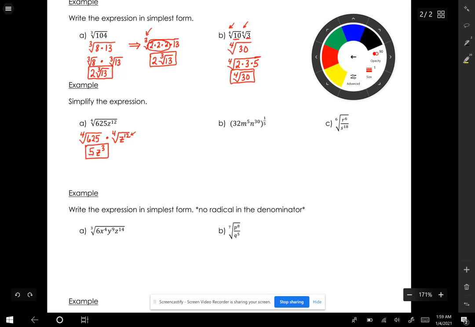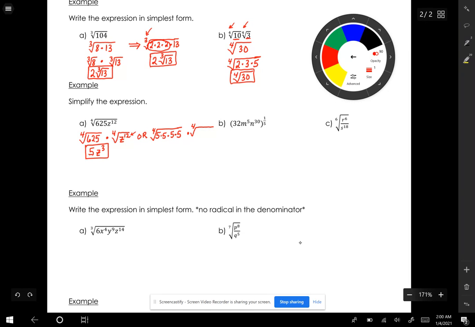Now, if you'd rather see it all written out, this is what I would suggest that you do. The right side is the one that takes longer, but it's easier to understand. If I were to say, break down 625 into a product of prime numbers, it'd be 5 times 5 times 5 times 5. And then let's go ahead and do the z's.